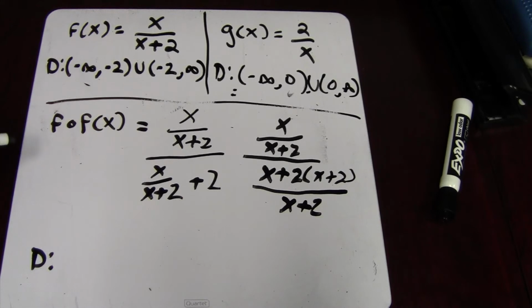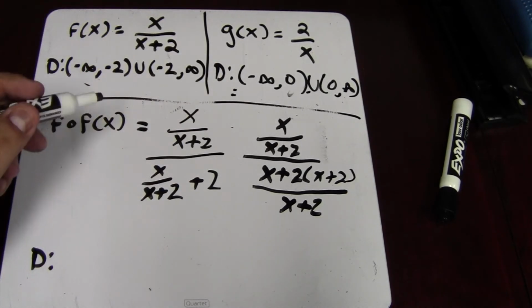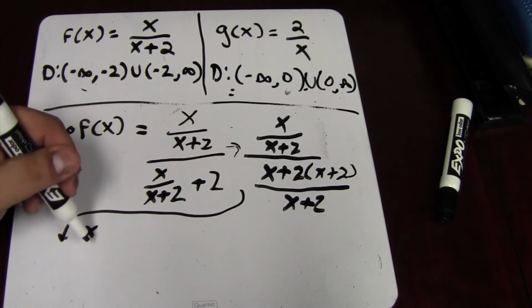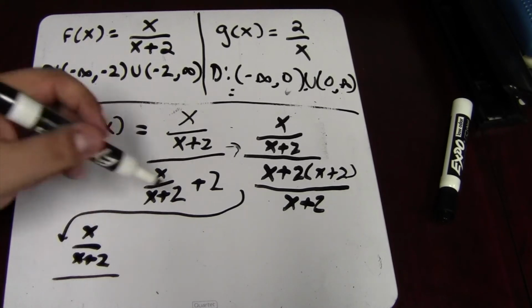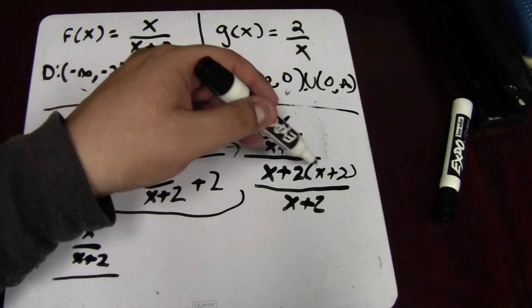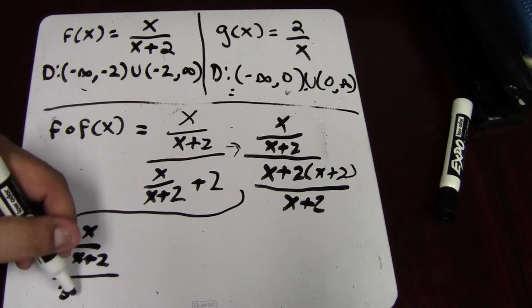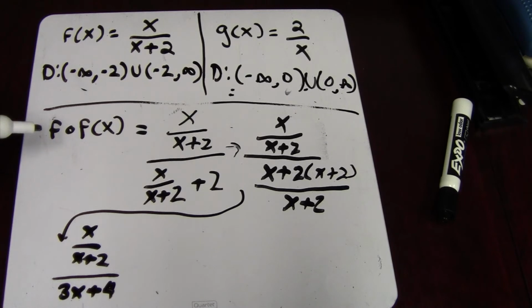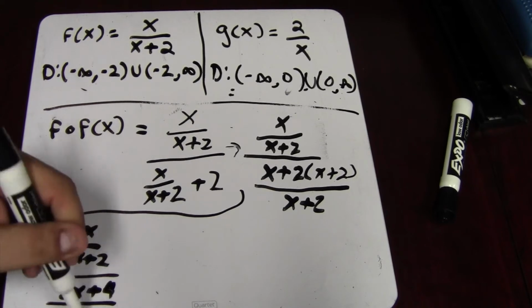Okay? So now that we have that, what we would need to do is flip this and multiply it. Well, I guess we could simplify this first. What we'll do is we'll say that this is x over x plus 2. All right? And this is all over, distributing here, well, this will give me a 2x plus 4. So this will become 3x plus 4. Okay? And this is going to all be over x plus 2.